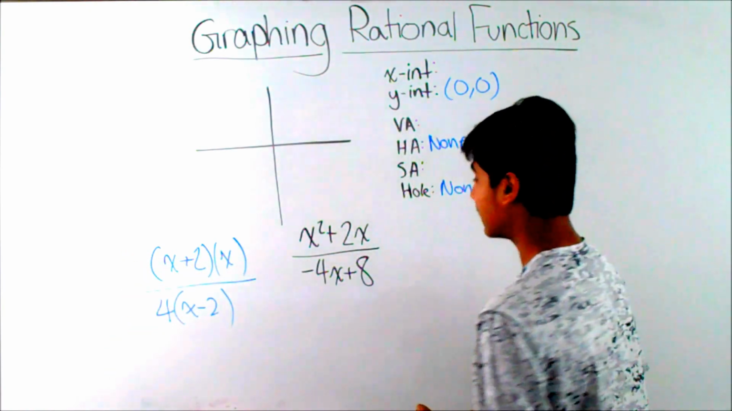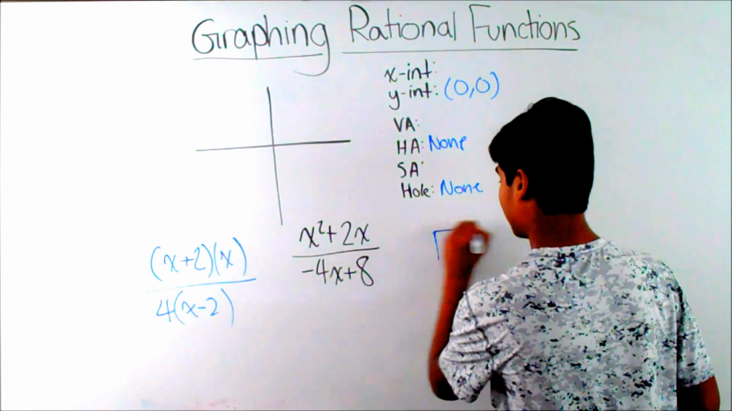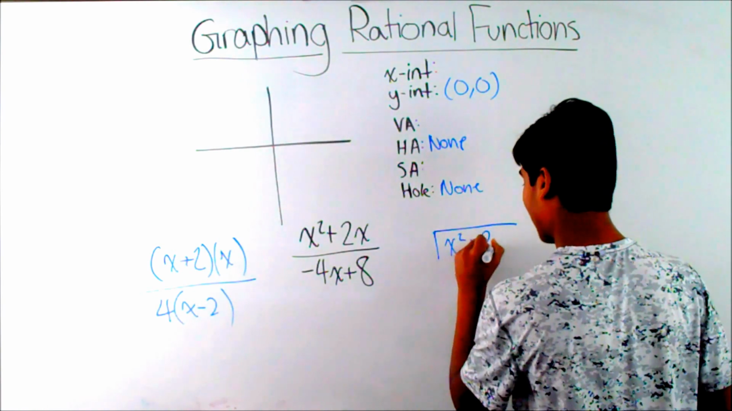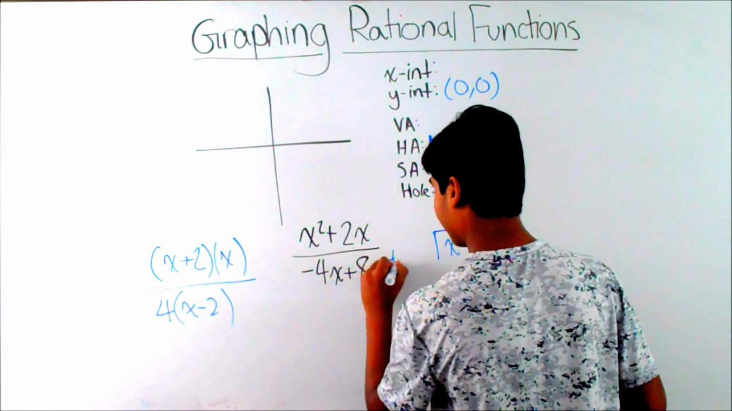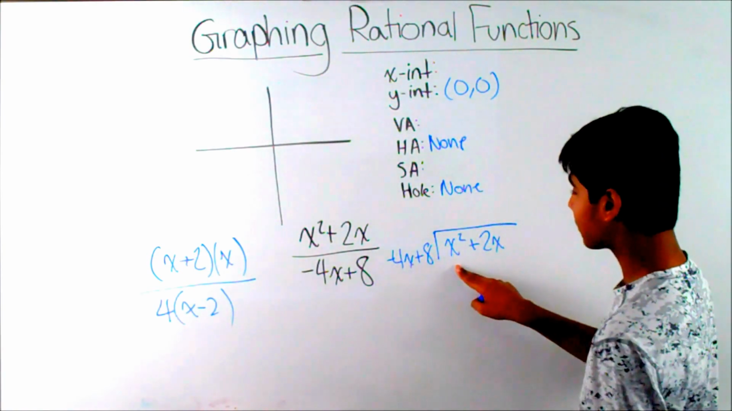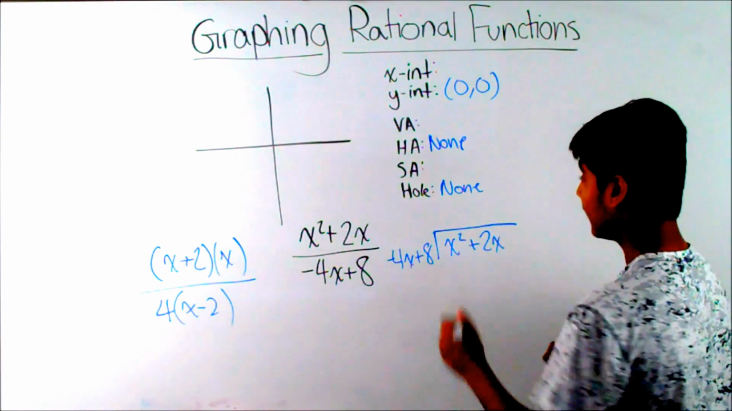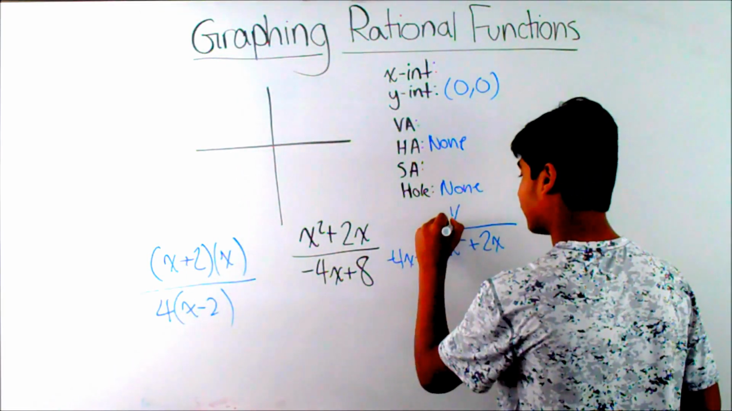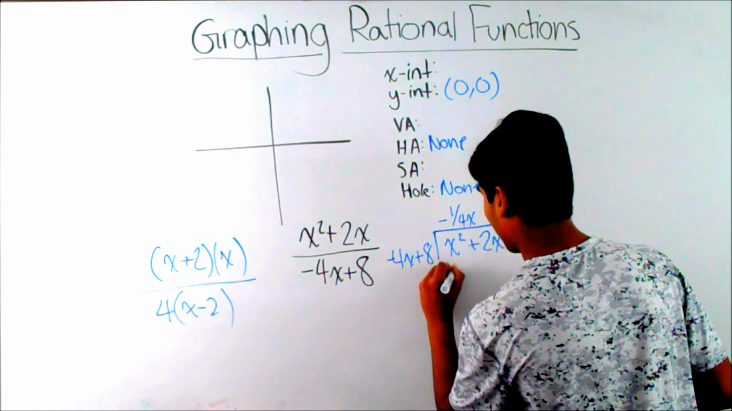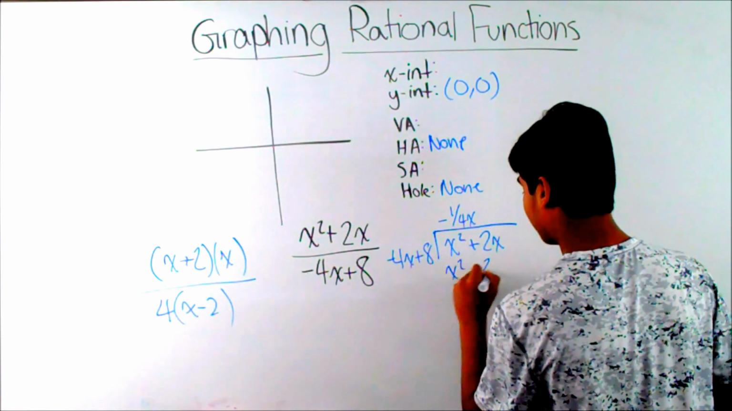So we have to divide these two. Let us just use this one for that. So we have x squared plus 2x divided by negative 4x plus 8. Now what goes into x squared that makes it equal to x squared? It would be negative 1/4 x. So that would be x squared, and we would have a remainder of negative 2x.